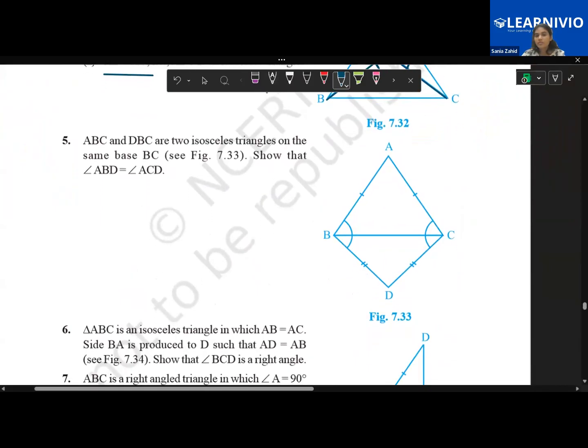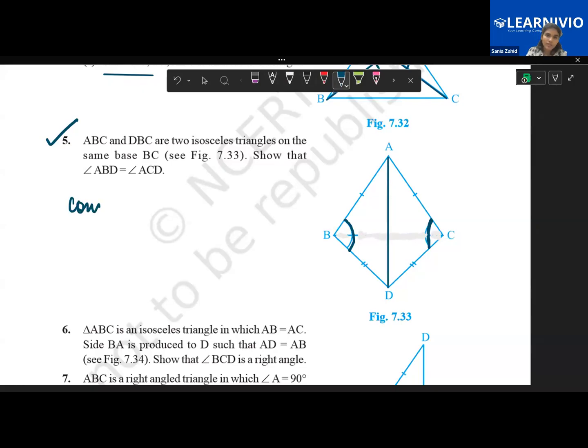Okay, so this question says ABC and DBC are two isosceles triangles on the same base. Show that angle ABD and angle ACD are equal. So these two angles you have to prove equal. Now what we will do is erase this line. Erasing means do not consider this. And instead you draw a new construction, AD.